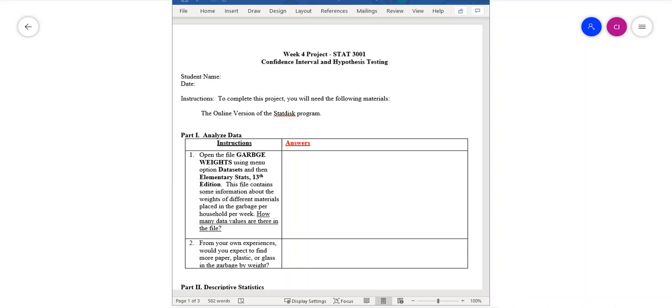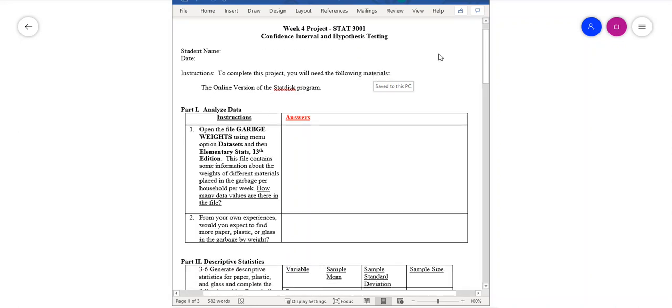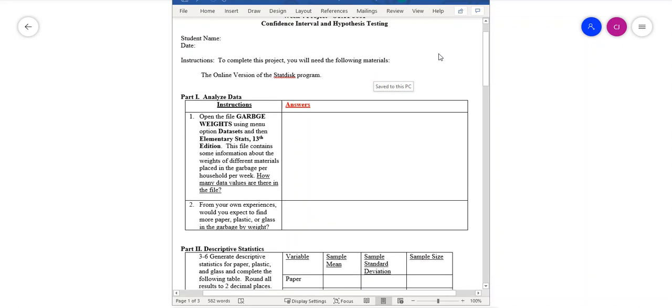I want to talk about completing the week 4 project, confidence intervals and hypothesis testing, using the online version of the StatDisk program. So let's go ahead and get started. As you have hopefully gone through the material on confidence intervals and hypothesis testing, you'll know that they're really tied together very well. It's just a different way to look at things.